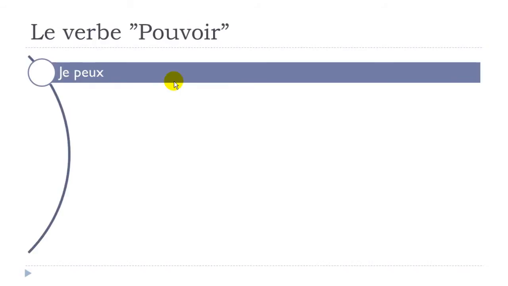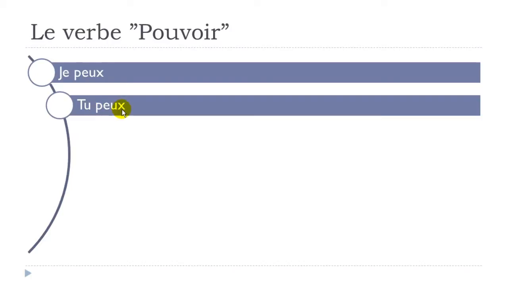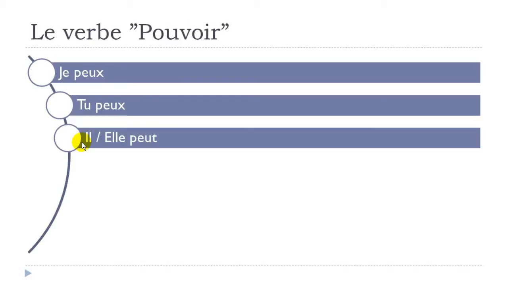Then tu peux. Same pronunciation and same spelling, P-E-U-X. You don't pronounce the final X. Je peux, tu peux. Then il, elle peut. You put T at the end, you don't pronounce it. Il peut, elle peut. If you look carefully, you've got peu here, peu here, and peu here. So for the first four persons, because there is the feminine form as well, it's the same phonetic form. It's peu.